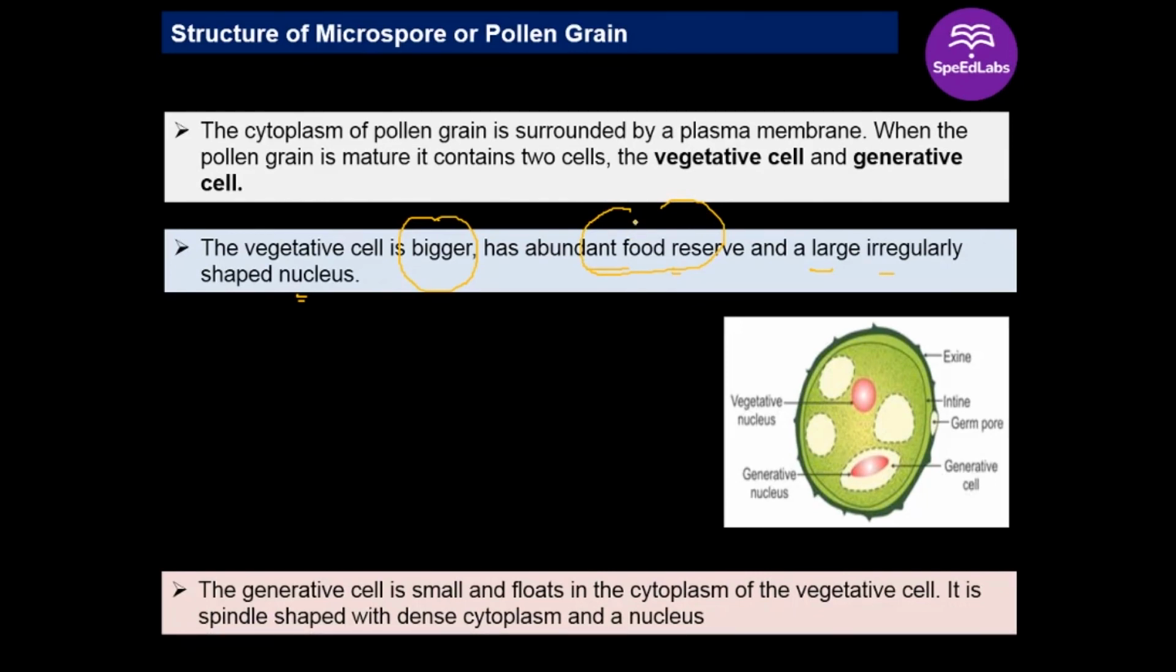Now if we talk about the features of the generative cell, it is going to be small. It is in fact floating in the cytoplasm of the vegetative cell itself. It is spindle shaped with dense cytoplasm and there will be a nucleus. Alright, so this was about microsporogenesis and this was about the structure of the pollen grain. Thank you.